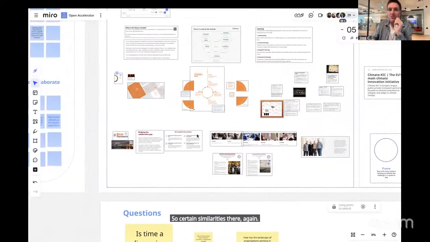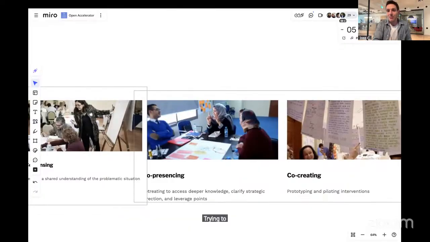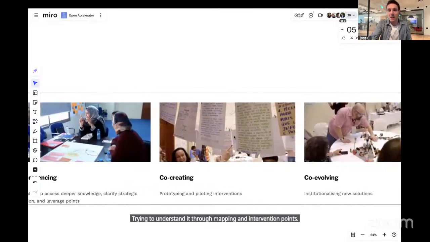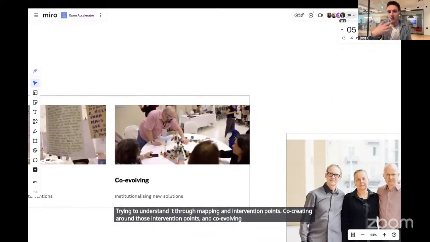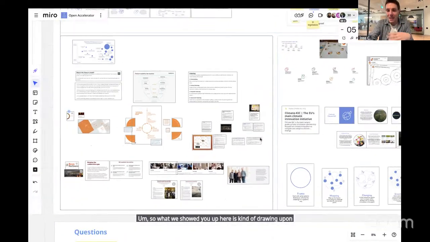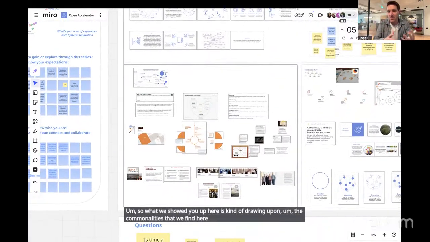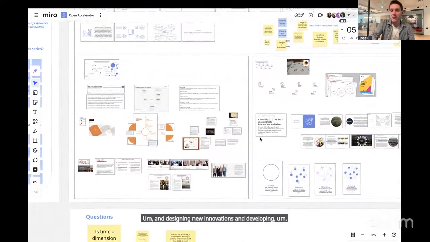They've got phases around trying to make sense of the system, trying to understand it through mapping and intervention points, co-creating around those intervention points, and co-evolving this, institutionalizing it. So it's going to be sustaining and ongoing. So what we showed you up here is kind of drawing upon the commonalities that we find here as we see this sense making, this mapping and understanding, intervention points, and designing new innovations and developing those and sustaining them.